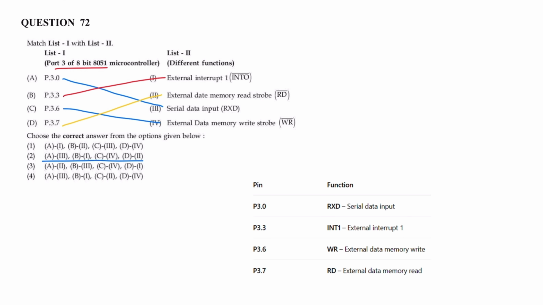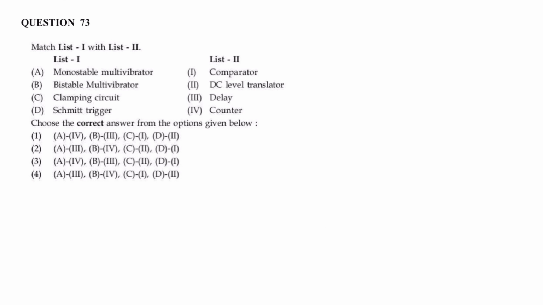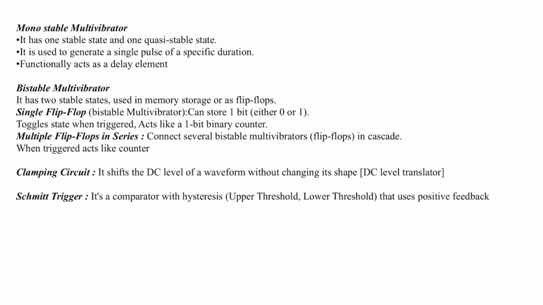Next question. Monostable multivibrator acts like a delay element. It consists of one stable state and one quasi-stable state. It is used for the generation of a single pulse of specific duration. So functionally, this monostable multivibrator acts like a delay element. Bistable multivibrator is nothing but a flip-flop which can store one bit of information, either 0 or 1. When multiple flip-flops are connected in cascade, it acts like a counter.